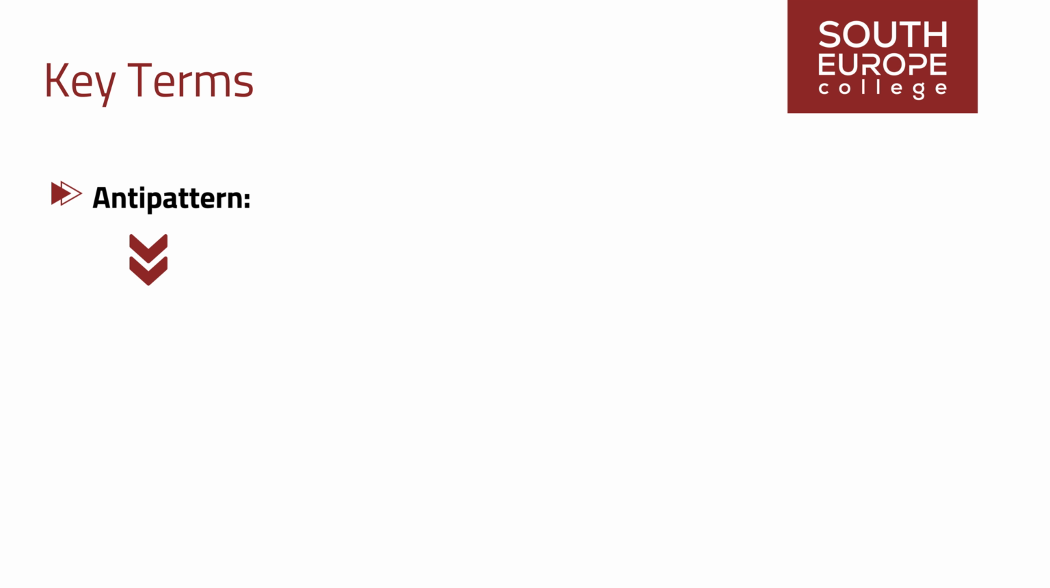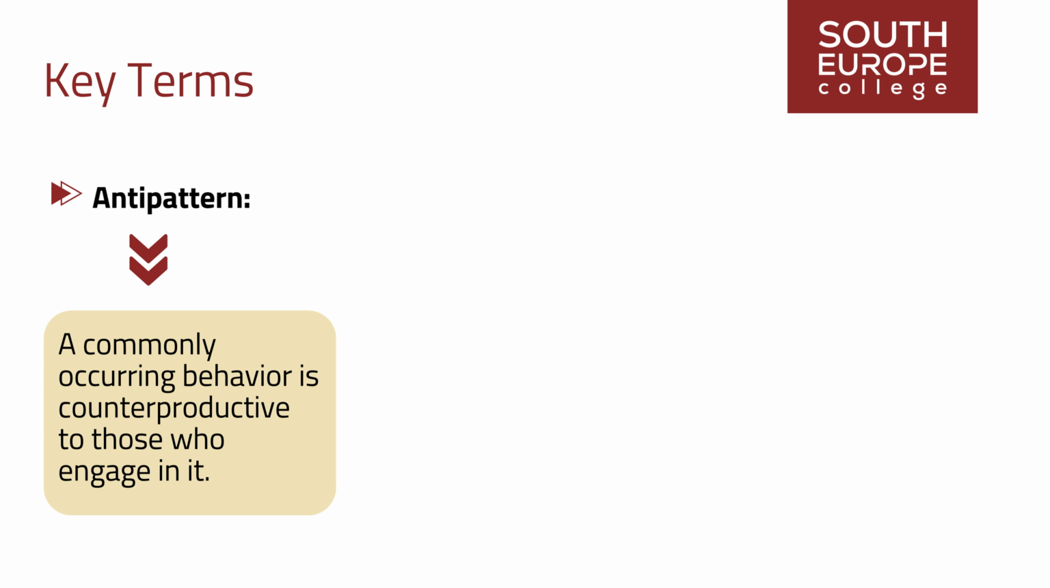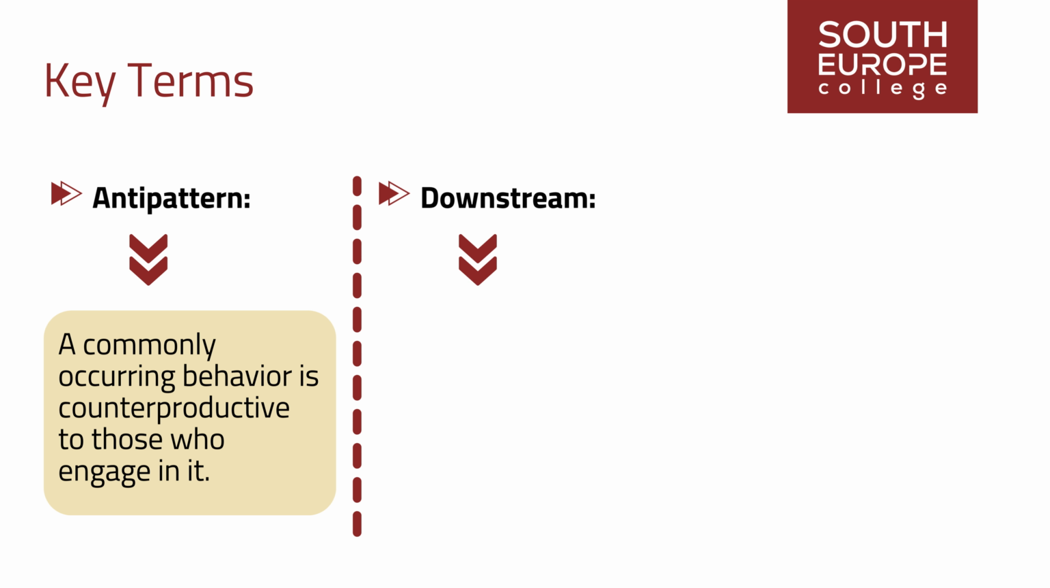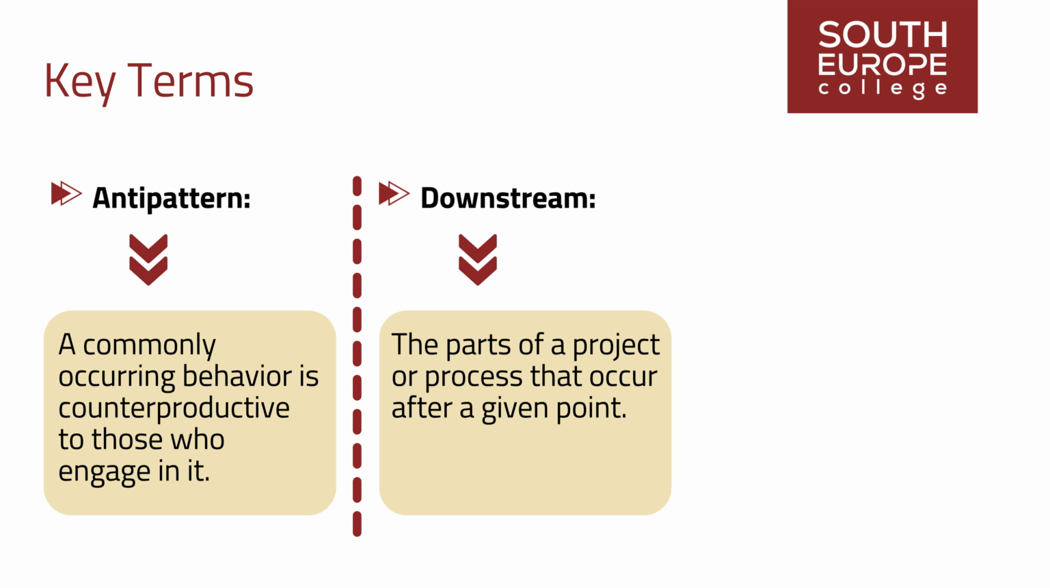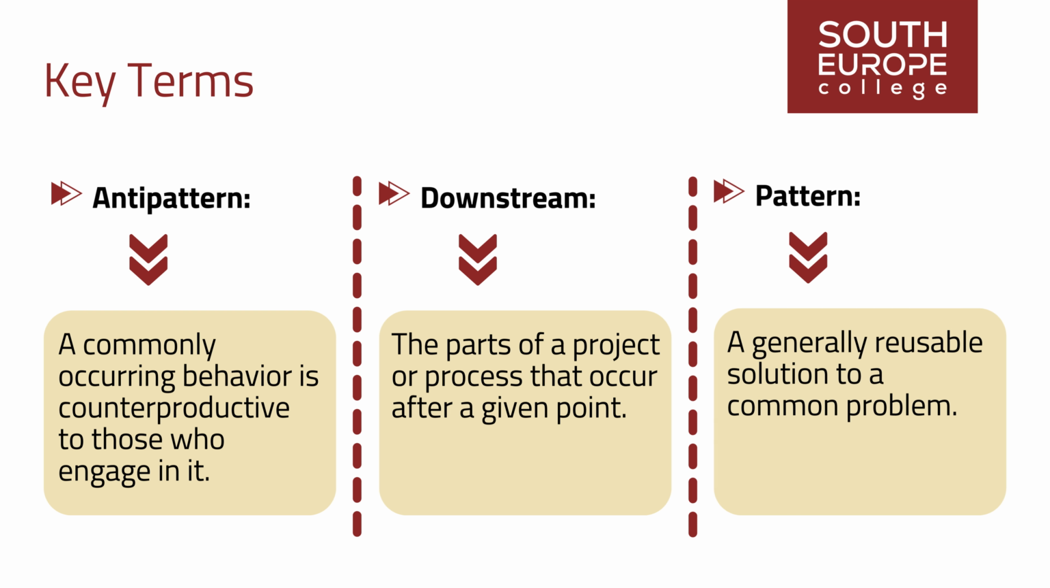Anti-pattern. A commonly occurring behavior that is counterproductive to those who engage in it. The antithesis of a pattern. Downstream. The parts of a project or process that occur after a given point. For example, delivery is generally downstream to execution. Contrasts with upstream. Pattern. A generally reusable solution to a common problem. The antithesis of the anti-pattern.